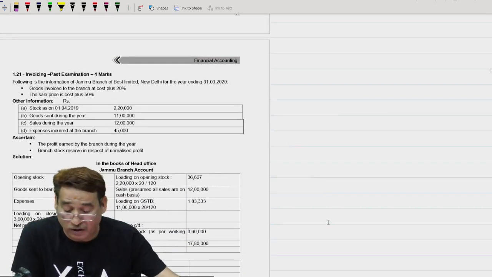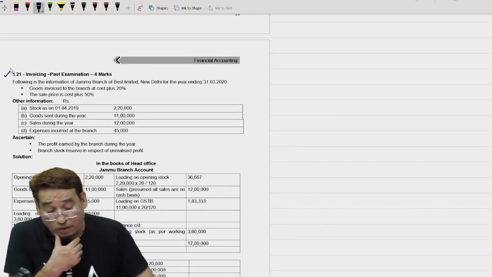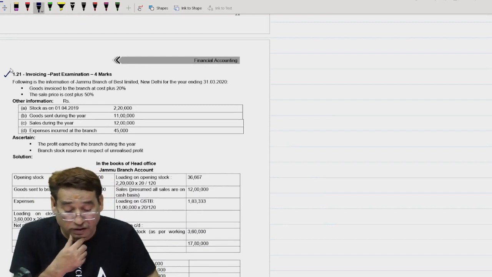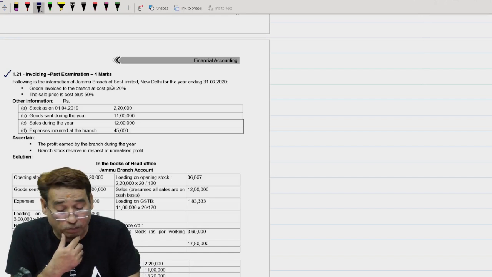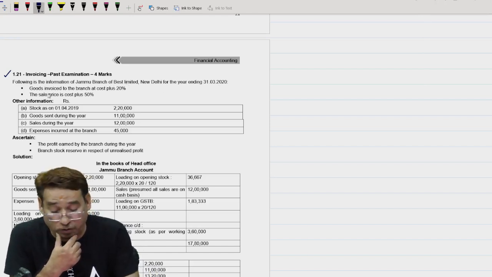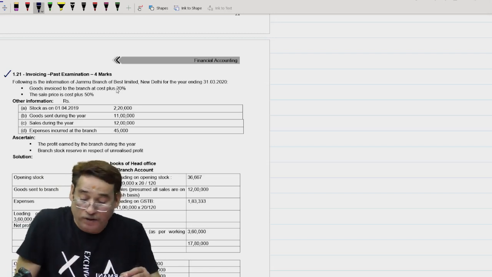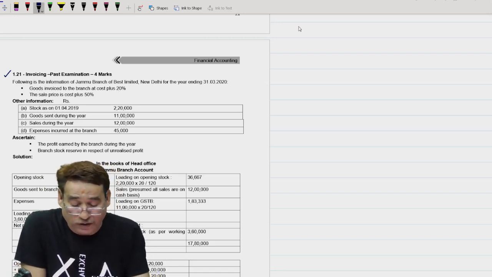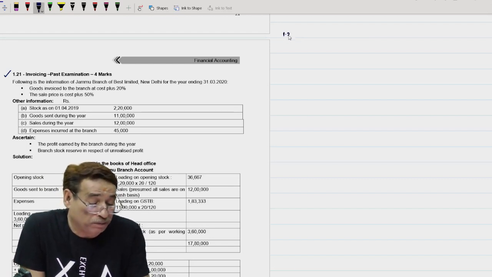Next question is related to 1.21, an interesting question. And here it is written, following is the information of Jammu branch of Best Limited, New Delhi, for the year ended 31st of 3 2020. Goods are invoiced to the branch at cost plus 20%.